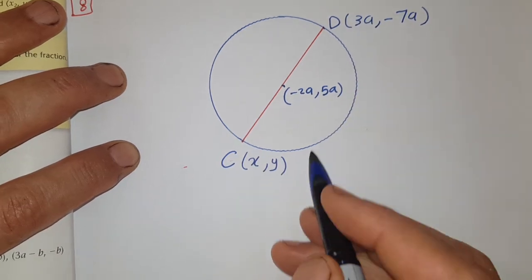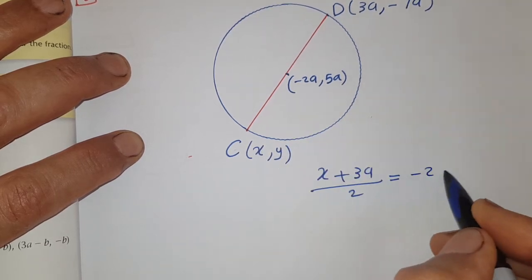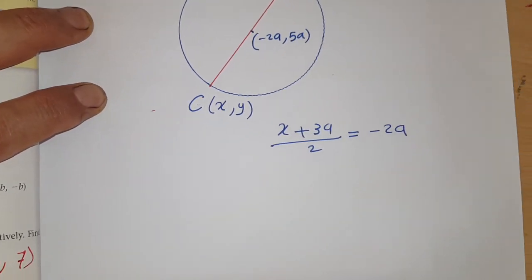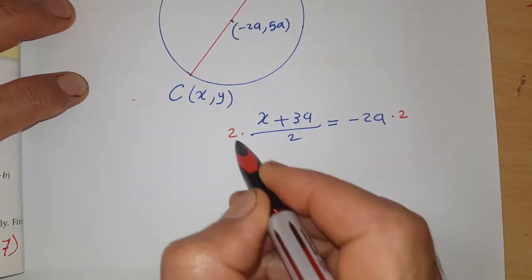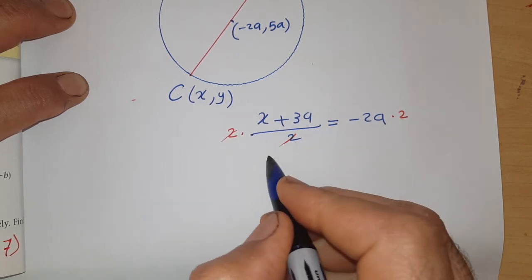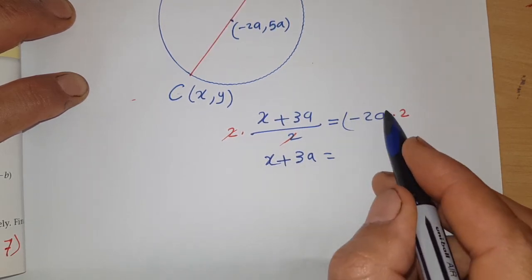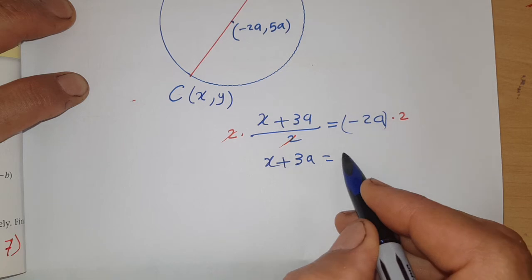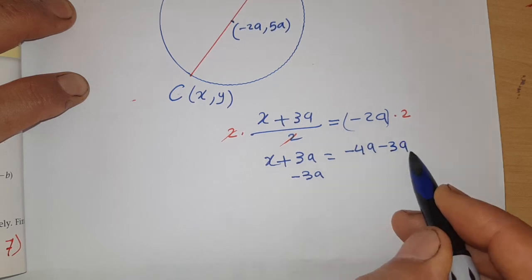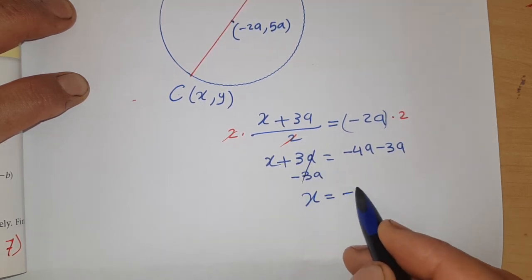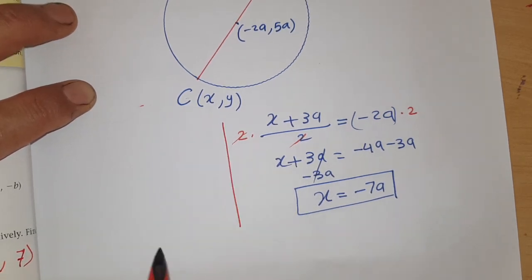The sum of X, as I told you, X plus 3A over 2 must be the midpoint, -2A, yes? To solve this equation, just multiply by 2 here. 2 over 2 is 1. So you have X plus 3A is equal to -2 times 2, -2A times 2 is -4A. So, subtract 3A, subtraction property of equality, don't forget, X equals -7A. This is the value of X. You can now go find the value of Y in the same way.